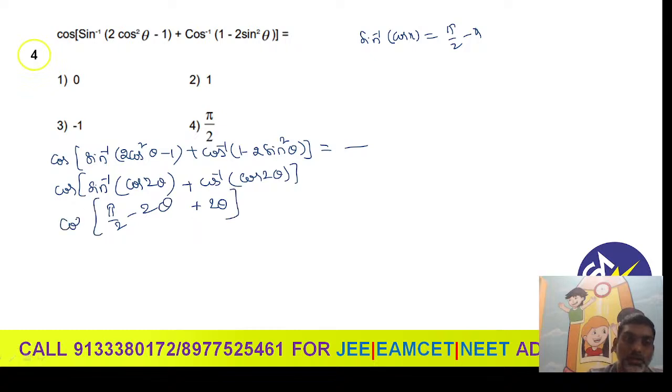So cos is there already outside. 2 theta gets cancelled. It will be cos 90. So what is cos 90? Cos 90 value is 0. Yes or no? So option number 1 we can get. Right?